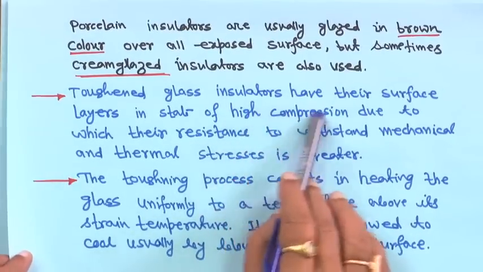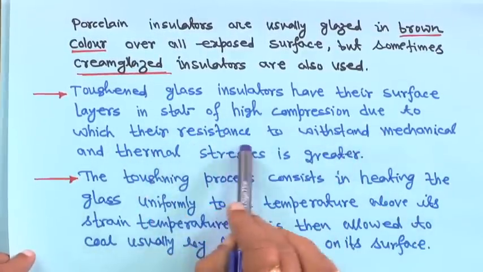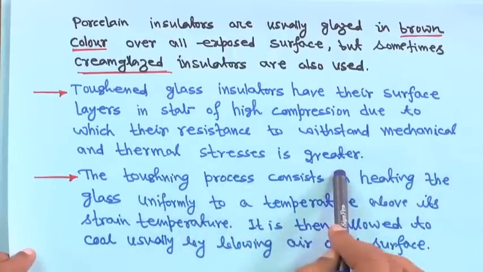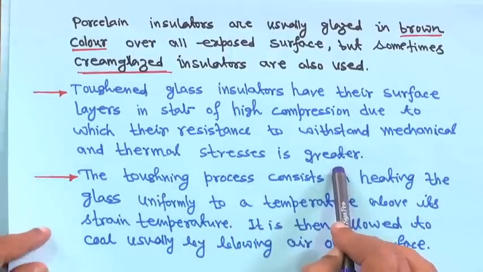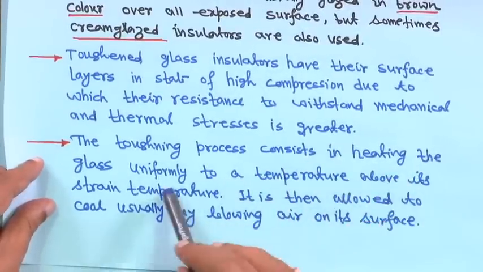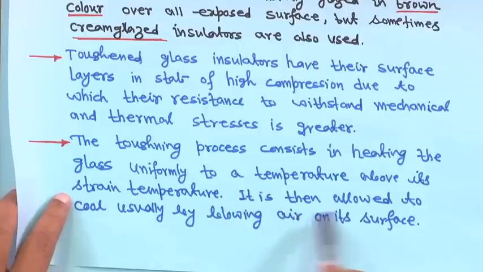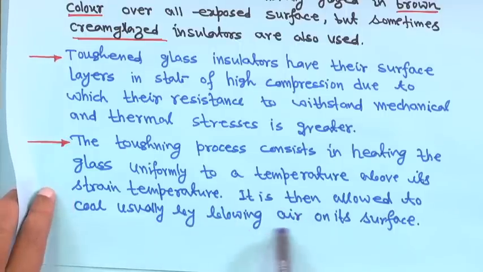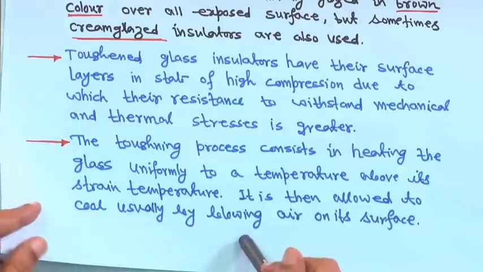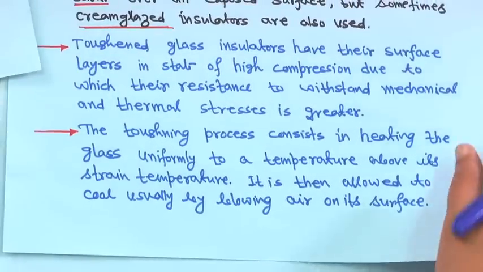Toughened glass insulators have their surface layers in a state of high compression, due to which their resistance to withstand mechanical and thermal stress is greater, at the same time expensive also. The toughening process consists of heating the glass uniformly to a temperature above its strain temperature, and then it is allowed to cool, usually by blowing air on its surface. This way the mechanical strength of the glass is increased, toughened glass rather. This is some general idea you have to have, at least from a general knowledge point of view.